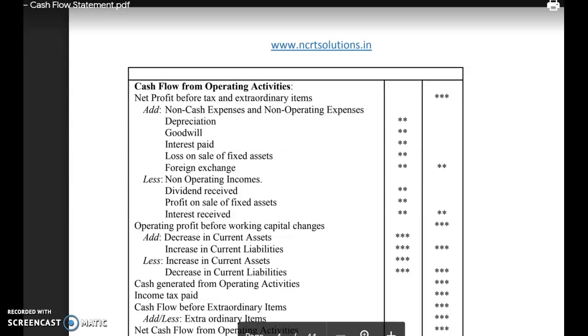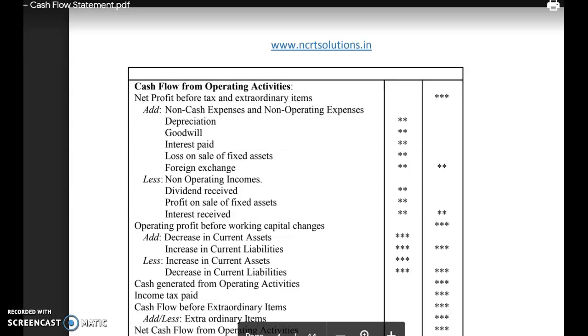Likewise, if there is an increase in the value of current assets and a decrease in the value of current liabilities, it will be subtracted. The basic objective is to understand that with reference to current assets, the reverse rule is followed: increase will be deducted, decrease will be added, while with reference to current liabilities, the direct or positive rule is followed. Increase in current liabilities will be added, decrease in current liabilities will be deducted. This way we will take the effect of current assets and current liabilities.